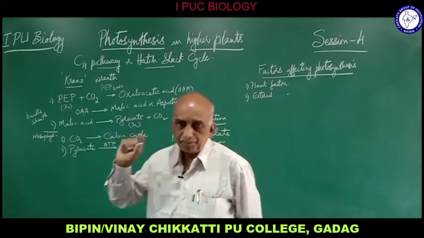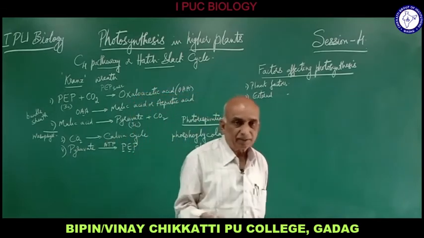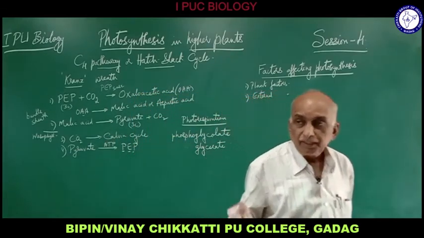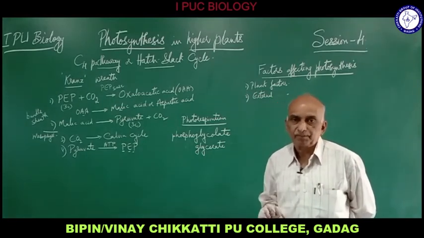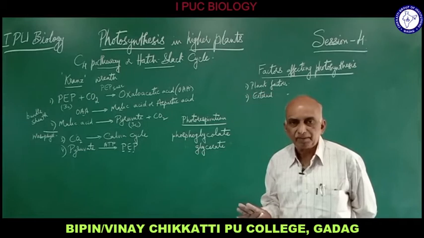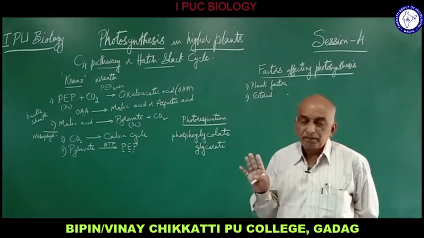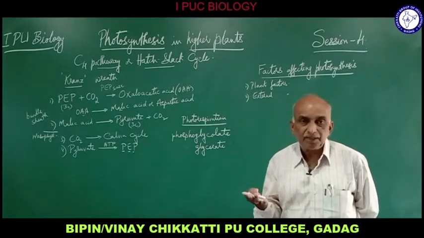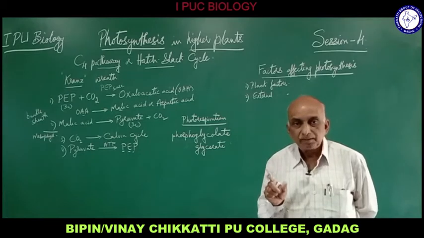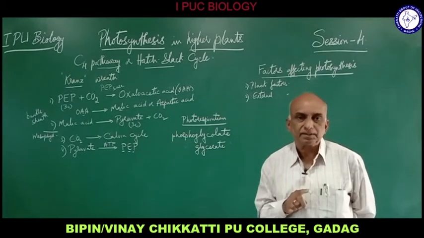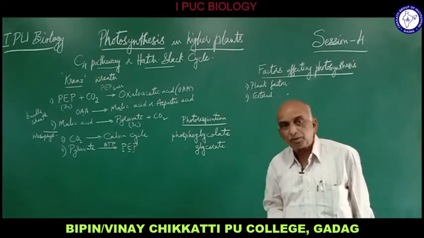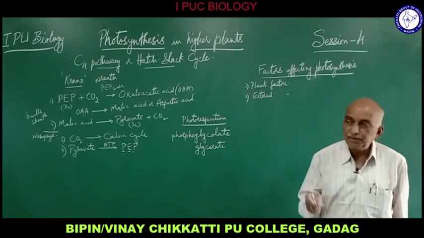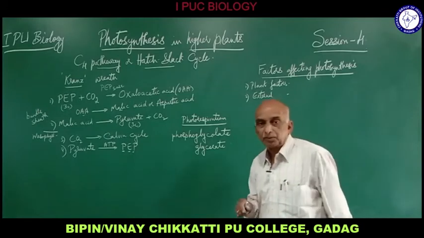See, in a plant, if there are more leaves, naturally we can say there is more photosynthesis. Definitely. And if the size of the leaves is small, there is only a little photosynthesis. If the leaf size is large, there is more photosynthesis. And even the age of the leaf is important.